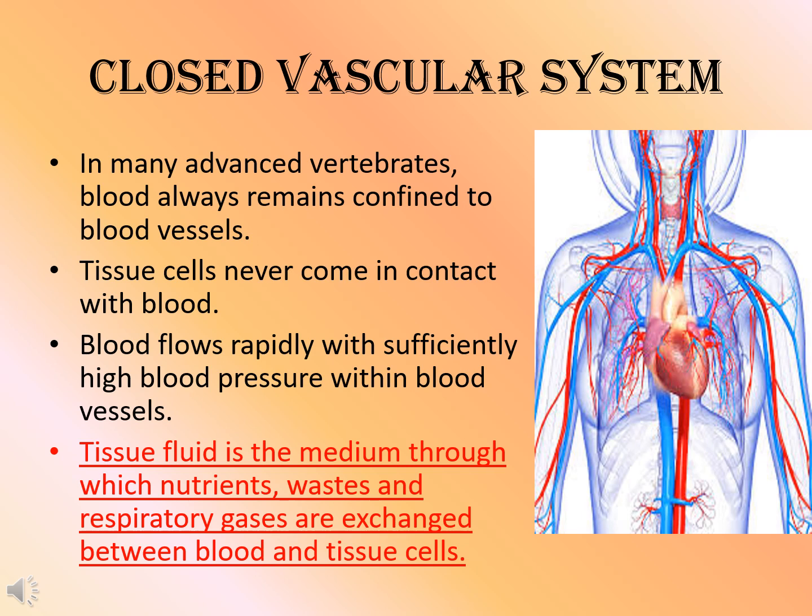Coming to the closed vascular system, in many advanced vertebrates, in the sense the organisms with a backbone, blood always remains confined to the blood vessels. Tissue cells never come in contact with blood. Blood flows rapidly with sufficiently high blood pressure within the blood vessels, which means it's pretty obvious then that there has to be a medium through which the tissue cells get their nutrients and the oxygen they require, and also to give out their metabolic wastes.